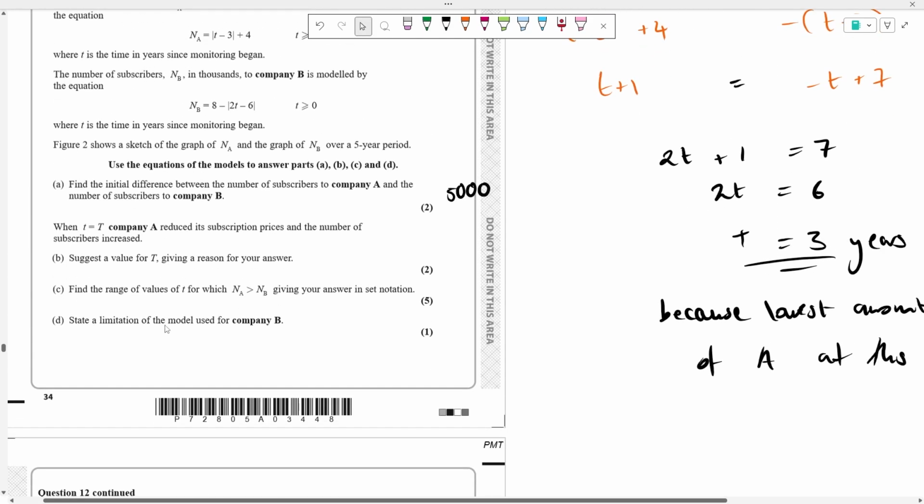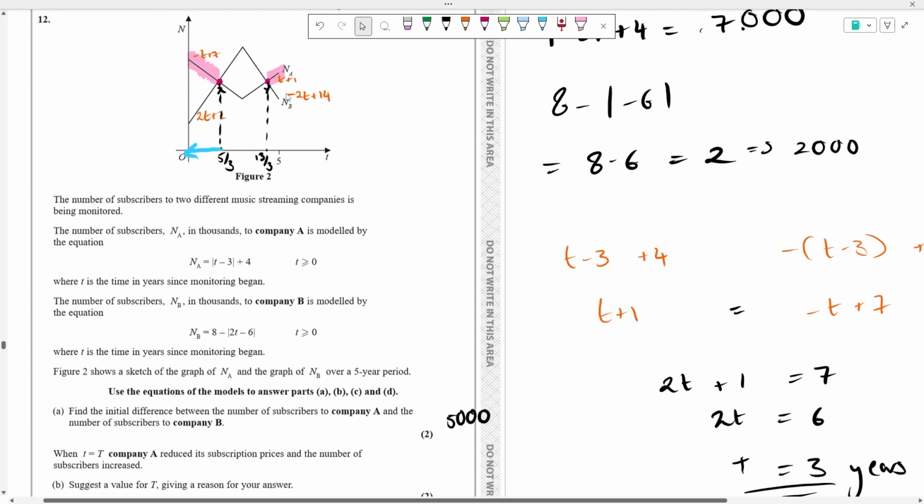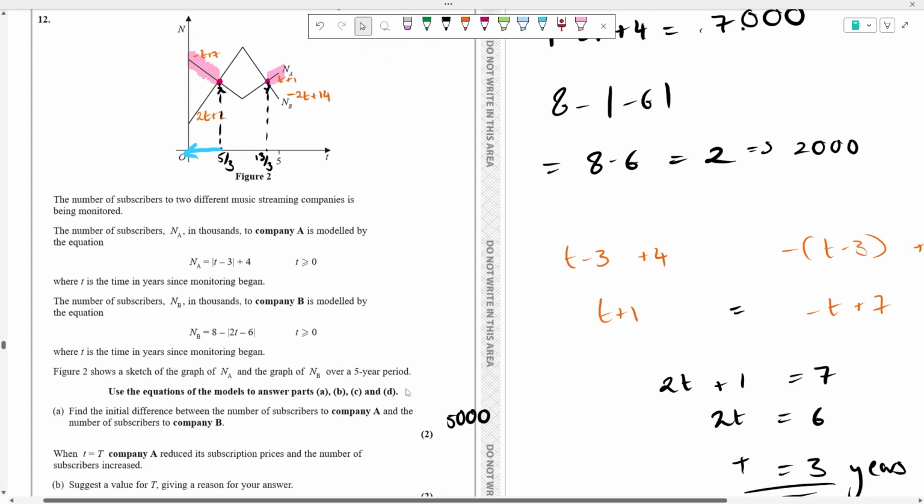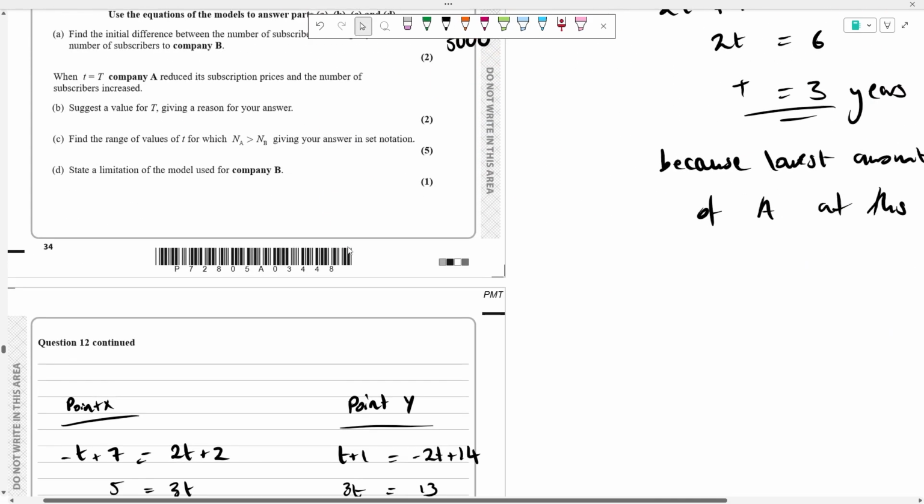Part D, state a limitation of the model used for company B. Well, when you time, you can see that at 5 years, this is just over 5 years, but eventually what happens is that this graph will continue to go negative. And you can see that at this point here, this value of time, we don't know what that value of time is. Maybe we can figure it out. But you can see that this graph will eventually become negative.